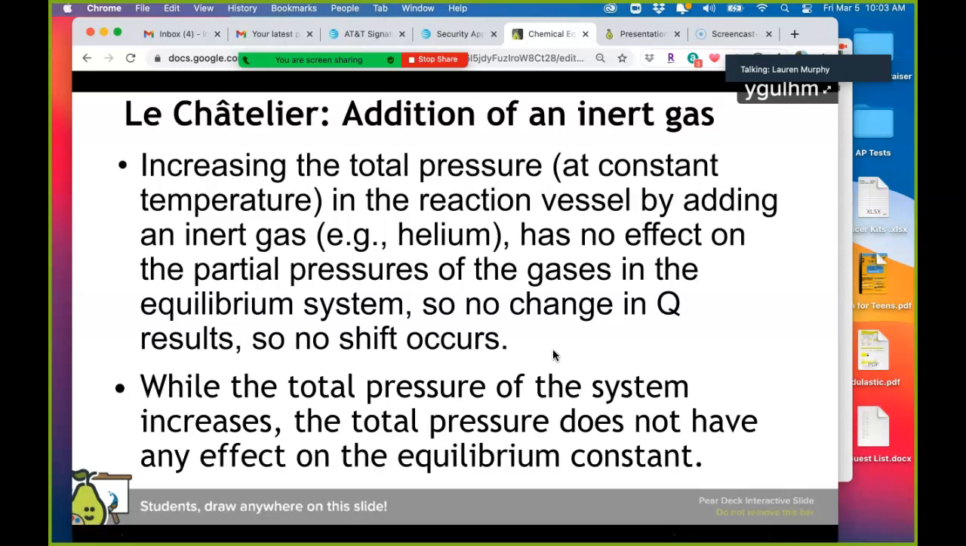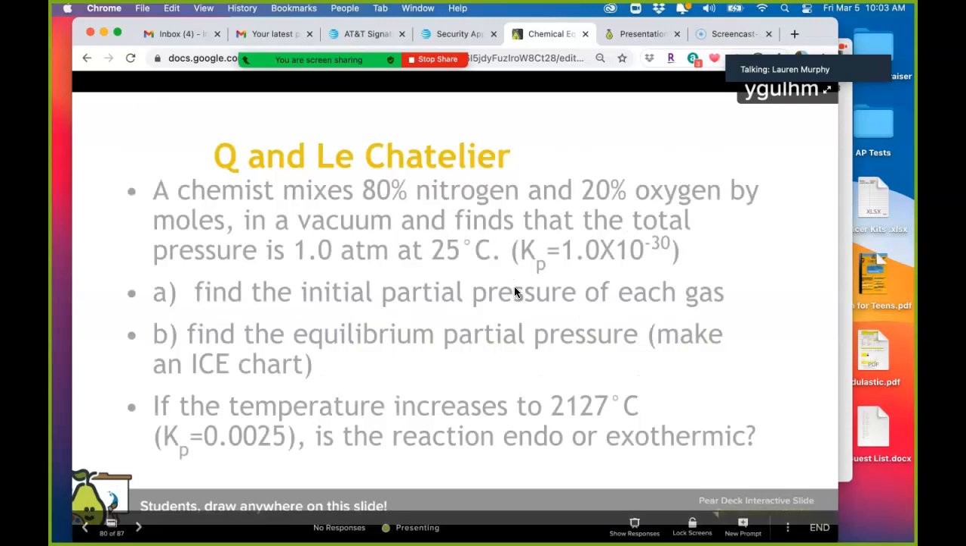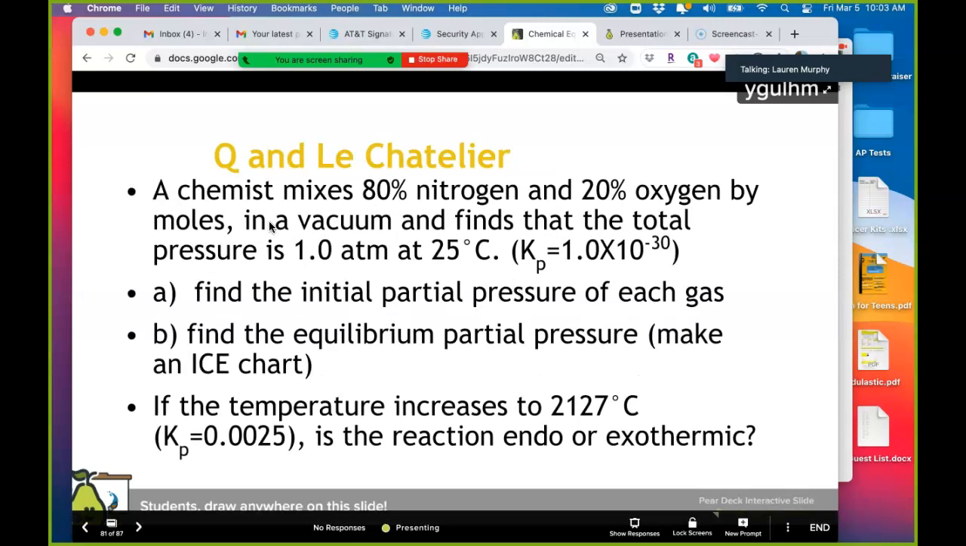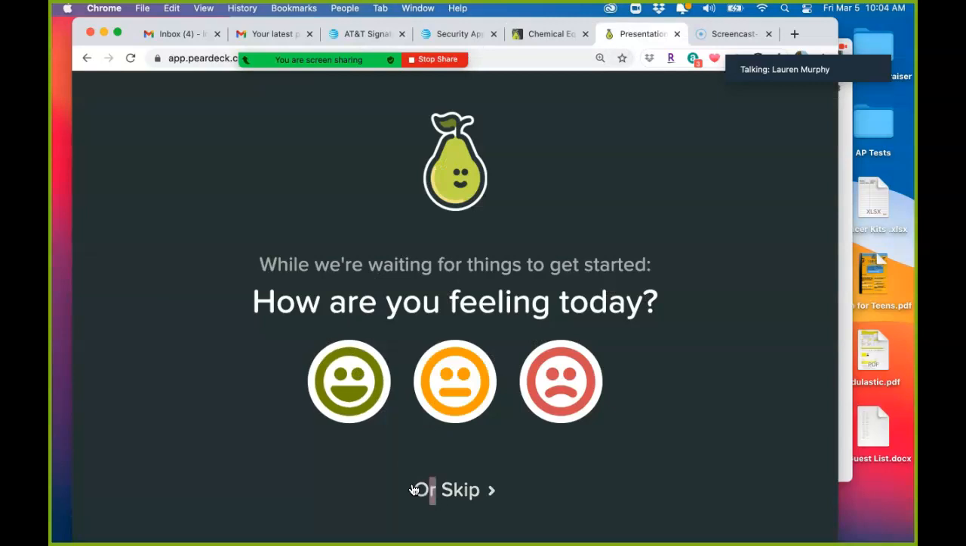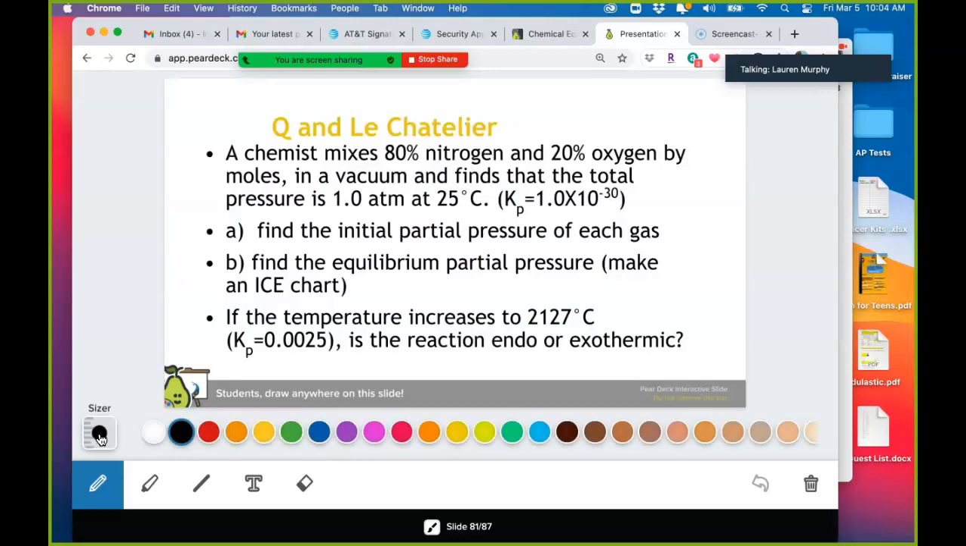All right, so we're gonna do one last ICE chart. A chemist mixes 80% nitrogen and 20% oxygen by moles in a vacuum and finds that the total pressure is 1 atmosphere. Well, this is the old gases chapter: partial pressure times mole fraction gives you total, or total pressure times mole fraction gives you partial pressure. But it doesn't have to be that complicated, right? If you know 80% of the pressure is coming from nitrogen and the total pressure is 1, then 0.8 of the pressure is coming from nitrogen.